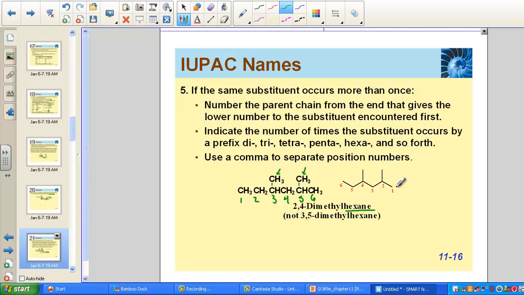3,5-dimethylhexane. However, if we numbered going the opposite direction from right to left, 1, 2, 3, 4, 5, 6, now I've reduced them to smaller numbers. I've got 2,4-dimethylhexane, and that is indeed correct. We have to give it the lowest possible number. So a comma to separate the 2 numbers. The hyphen attaches it to the main name. Prefix di tells us that there's 2 methyl groups at position 2 and 4. 2,4-dimethylhexane.